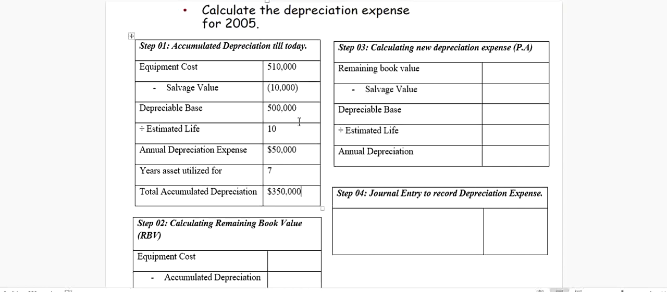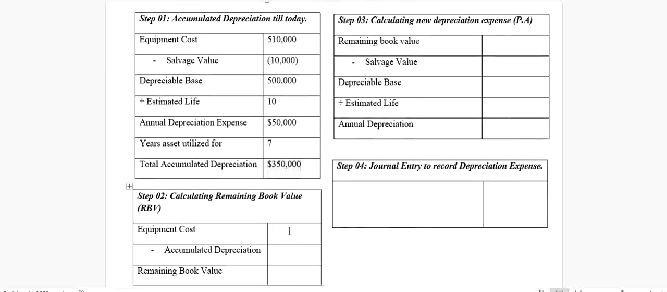It means that the purchase price or the historical cost of the asset is $510,000, while at the end of the seventh year a total of $350,000 depreciation is recorded. So the remaining value would be called our remaining book value or net value. Let's calculate that. I will go to my step number 2, whose objective is to calculate the remaining book value. By the way, our first objective was to find the total amount of accumulated depreciation.